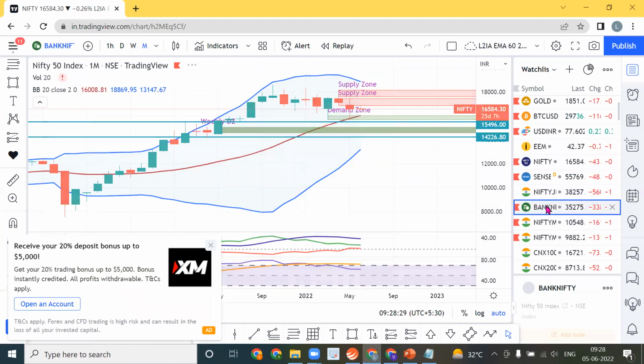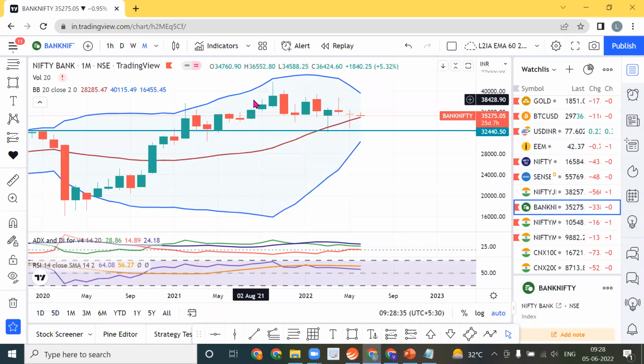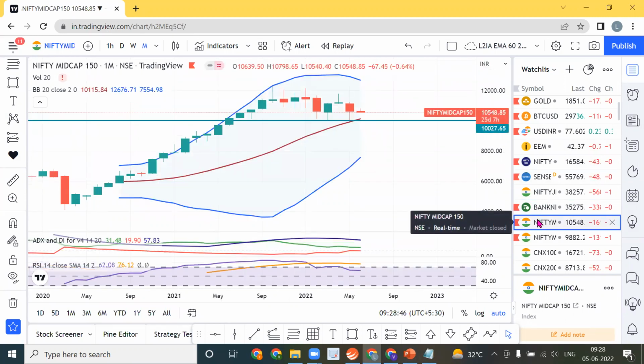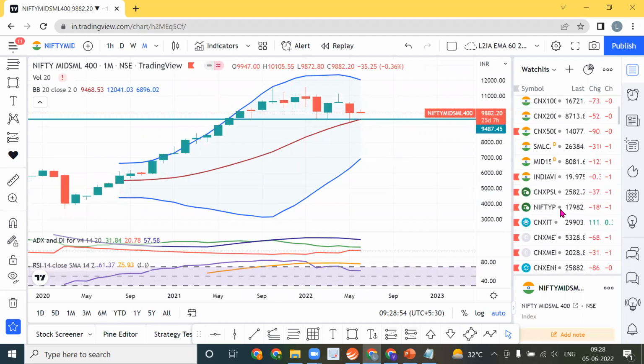Let us see some of the charts of the sectors. You can see here, this is the Bank Nifty. The Bank Nifty is moving parallel and slowly and steadily it is forming lower lows. The Nifty Mid Cap Index is down. It is red and going down. The Mid and small 400 stocks index is going down.